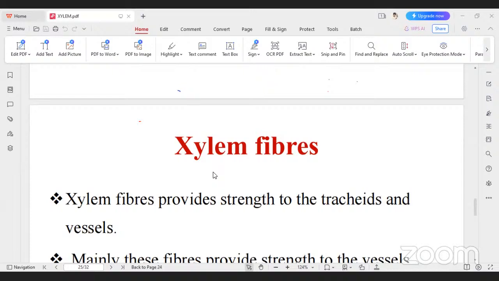The vessel lumen is broader than the tracheid, sir. Okay, not only lumen, but also in terms of cell shape. Next, vessels are connected to each other, whereas tracheids are not connected. Vessels can conduct more water than the tracheids. All right, yes, absolutely.